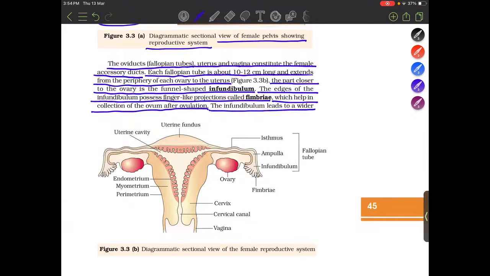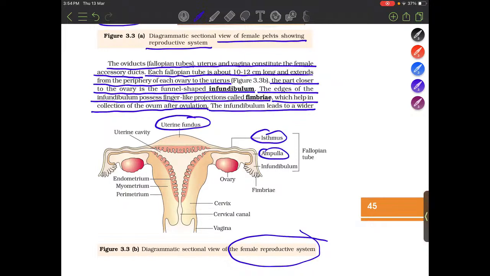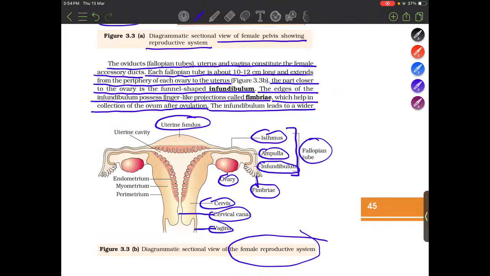So here is a sectional view of the female reproductive system. This is the uterine fundus. Here is the isthmus. Here is the ampulla. This is the infundibulum, and these are collectively called the fallopian tubes. This is the fimbriae. This is an ovary. This is the cervix. This is the cervical canal. This is the vagina. The outer layer is the perimetrium. The middle layer is the myometrium, and the inner layer is the endometrium. These are the layers of the uterus, and this is the uterine cavity.